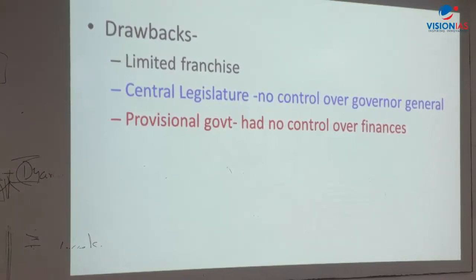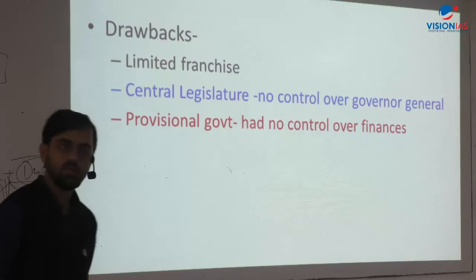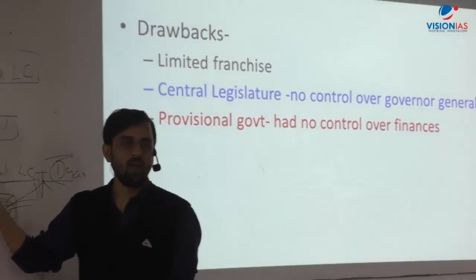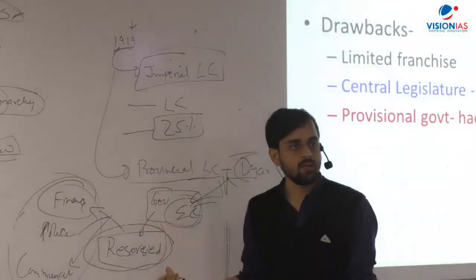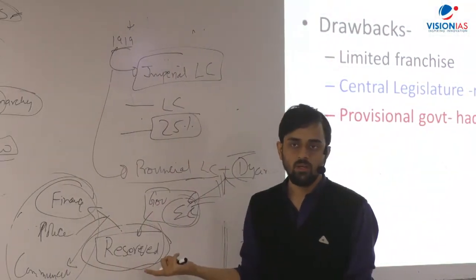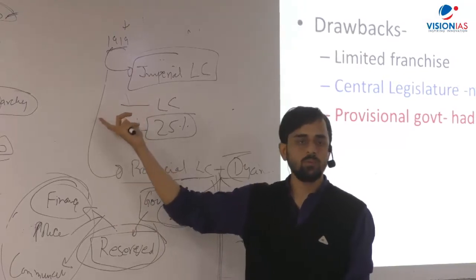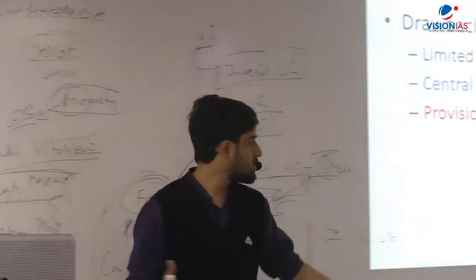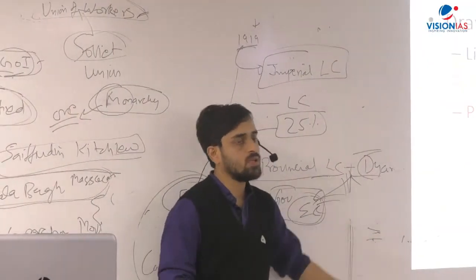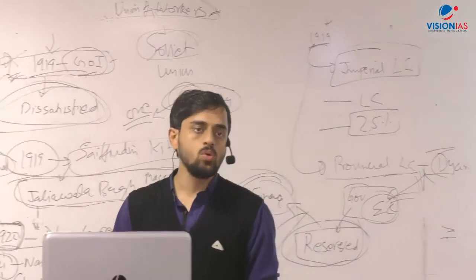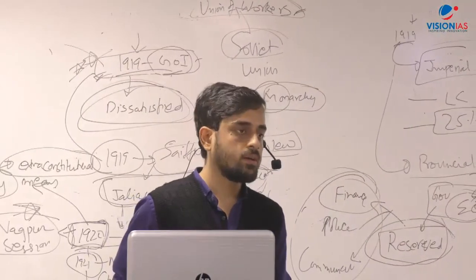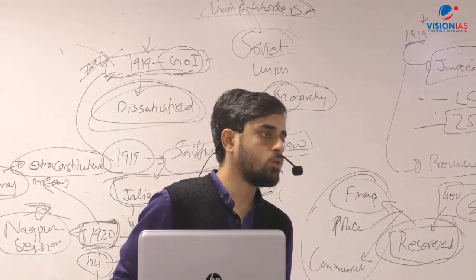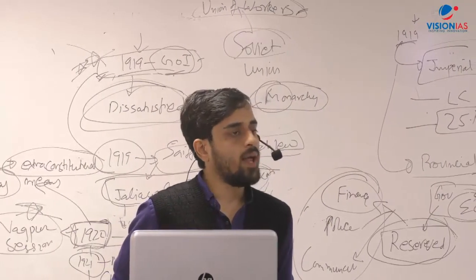And one finds that the moderates also were not very satisfied with the Montagu-Chelmsford reforms. Because na to central level pe koi devolution of power happened. Whatever devolution of power happened at the provincial level, it was very ineffective. Because the control of finances continued to be in the hand of the Governor General, and Governor General could still veto the activities even with respect to the transferred subjects. So this all led to a huge disappointment even with the Montagu-Chelmsford reforms, even to Tilak, even to the moderates. Okay, and what happened after this?